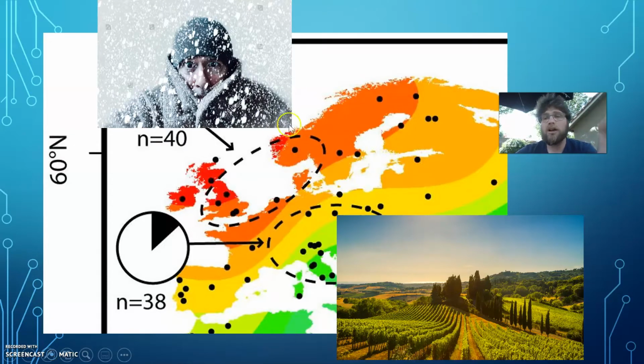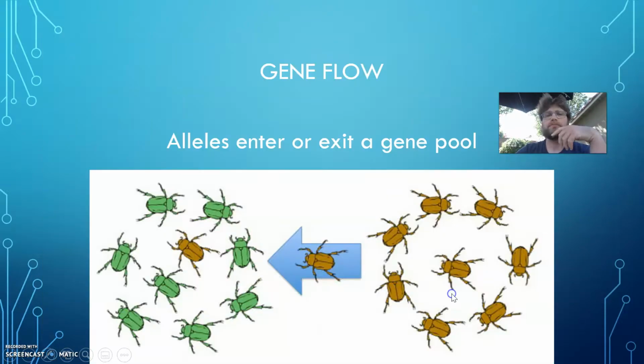So in one spot, that mutation, that new allele, helped individuals survive and make more babies, so it shows up more in that gene pool. But in other populations where the environment's not as harsh, it's easier to grow crops and more crops, you don't see that allele show up as much.